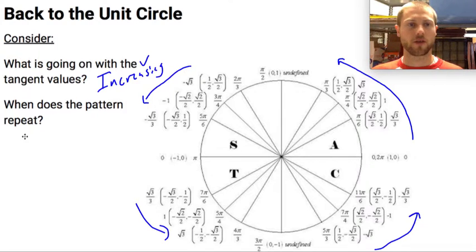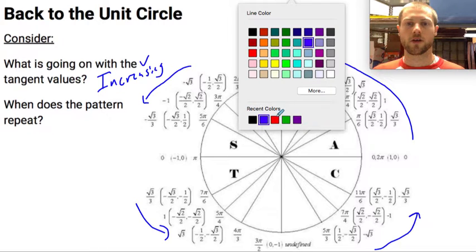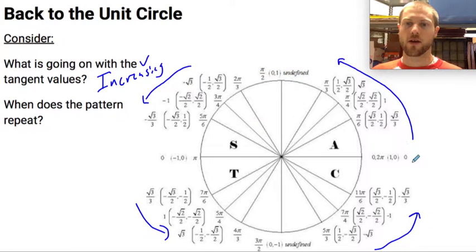The second thing I want to talk about is, when does the pattern repeat? If I'm looking at my tangent values as I rotate around, I'm going to start here at 0 and move until my pattern repeats itself. Here is the first tangent in that sequence again, 0. And it looks like I am matching up root 3 over 3 with root 3 over 3, 1 with 1, root 3 with root 3. So this is where my pattern starts, and this is where my pattern starts again.